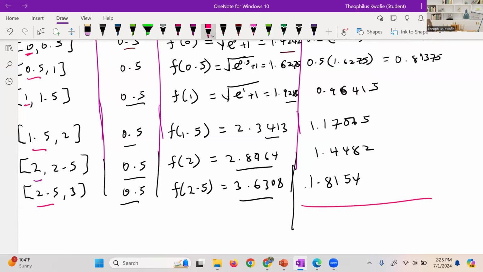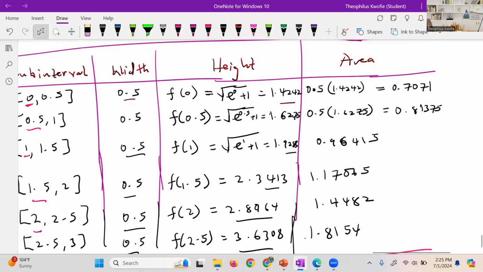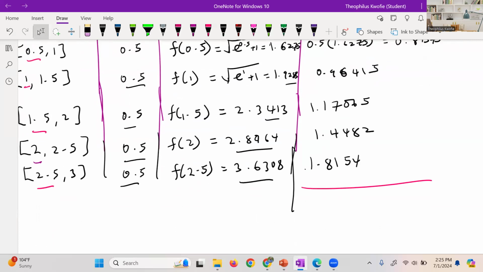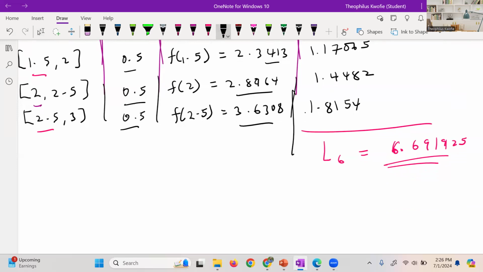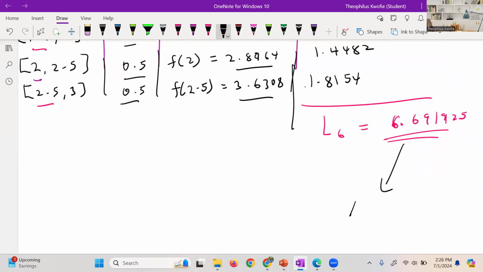At the end of the day, what we are going to do is sum all of the areas together. When we consider the left endpoint, the area is just going to be 6.691925. Okay, as the area. So this is what we are going to have as the area if we are using the left endpoint.